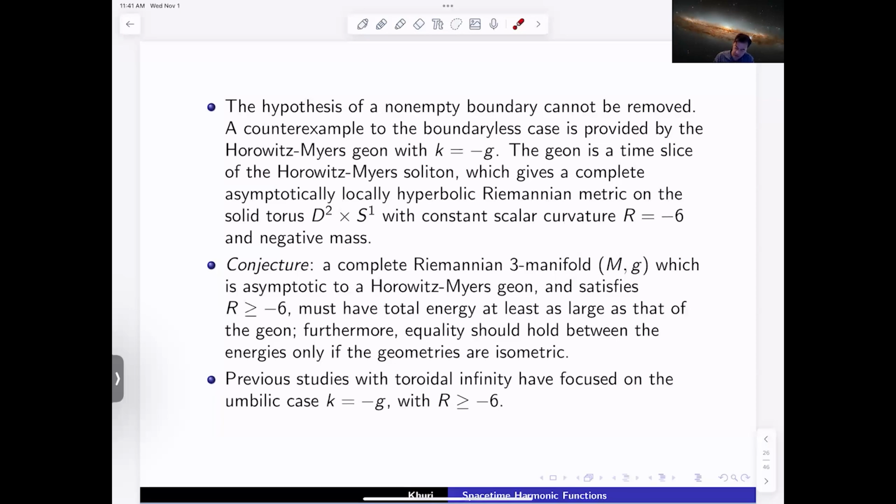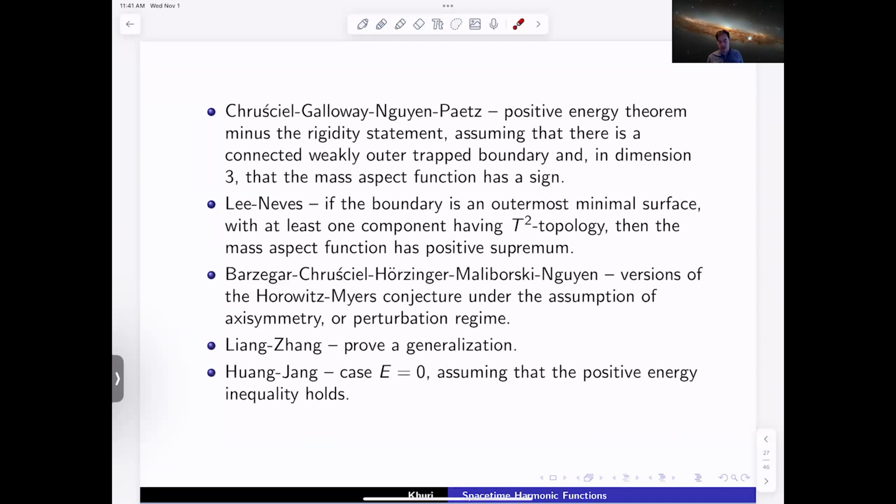But the conjecture, the Horowitz-Myers conjecture, is that if you are asymptotic to one of these Horowitz-Myers geons, and you have scalar curvature greater than or equal to -6, like the traditional hyperbolic positive mass theorems, then your mass should be greater than or equal to the mass of the Horowitz-Myers geon, with equality if and only if you agree with Horowitz-Myers. So we weren't able to establish that, but these level set techniques seem to be tending in that direction. I wouldn't be surprised if this conjecture is proven not too long from now.